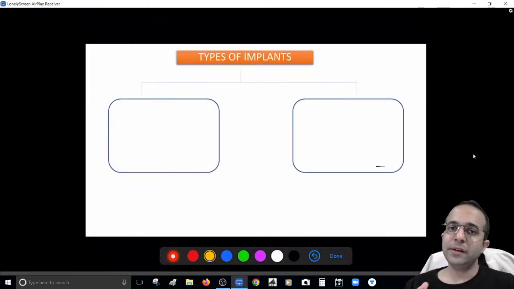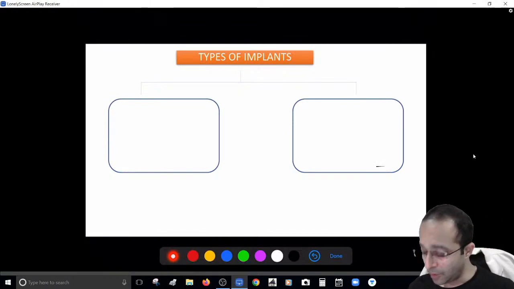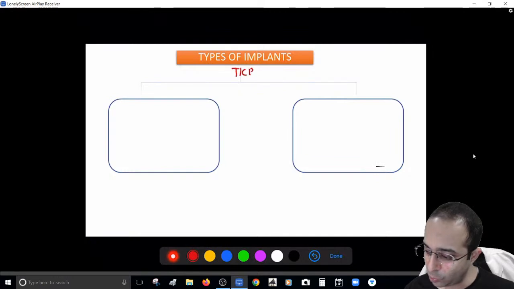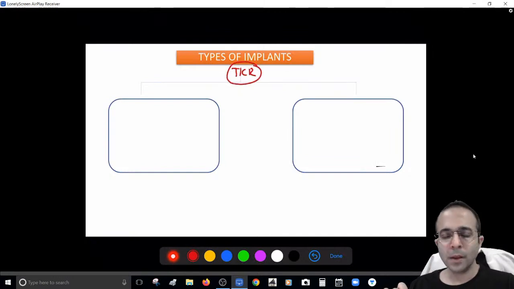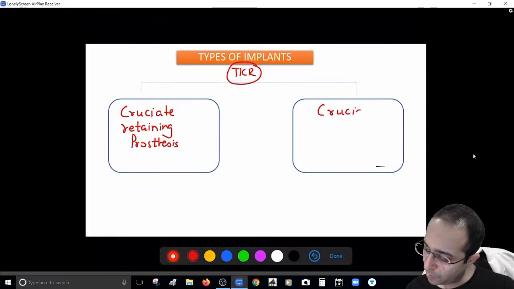Now, as far as the types of these total knee replacement implants we have with us, they're basically categorized into two types. One is a cruciate retaining prosthesis, and one is a cruciate substituting prosthesis.